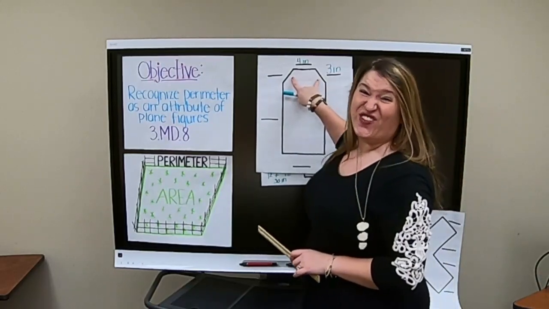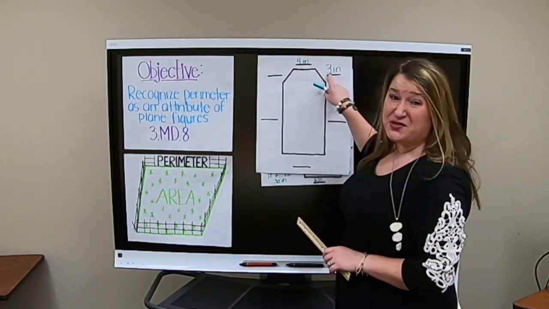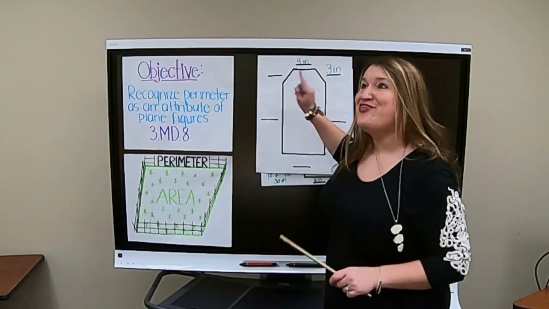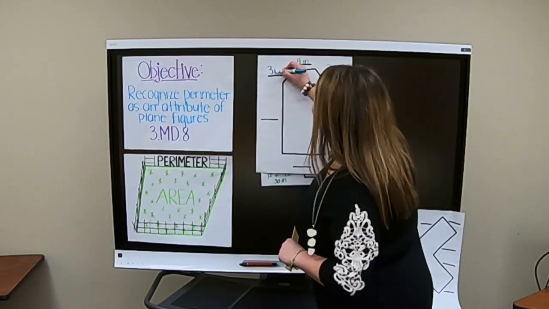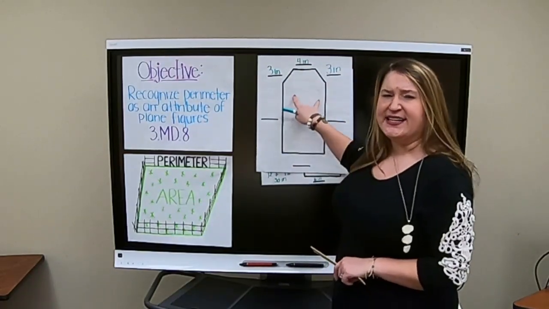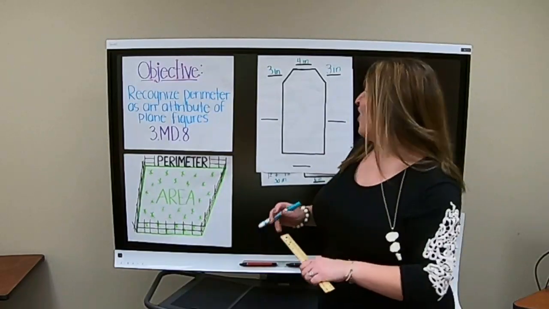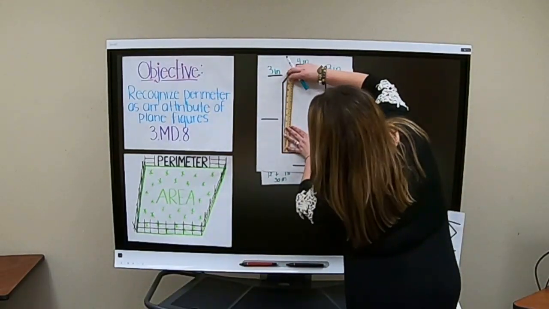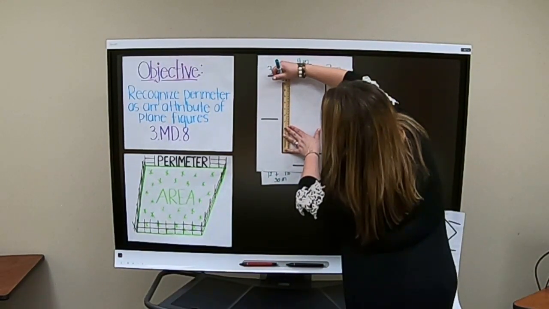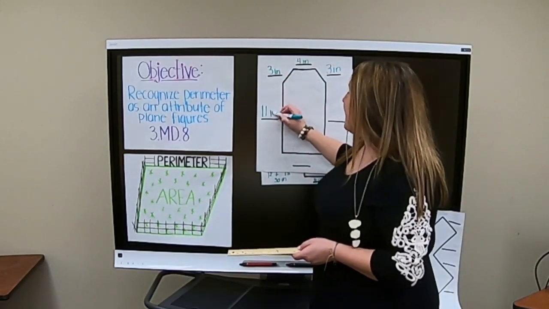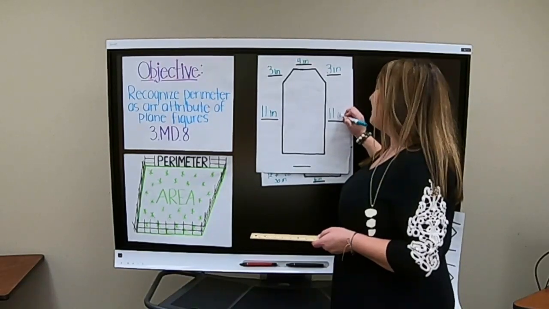Now, these sides are the same length. So if this one's 3 inches, then what do you think this one's going to be? 3 inches, very good. All right, now let's check out these sides. Do you think these sides are going to be the same as well? They are going to be the same. So I'm going to measure in my inches, and you can see that it stops at 11. So this side is 11 inches.